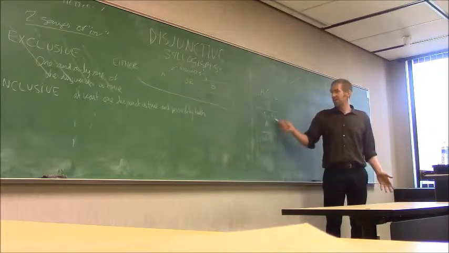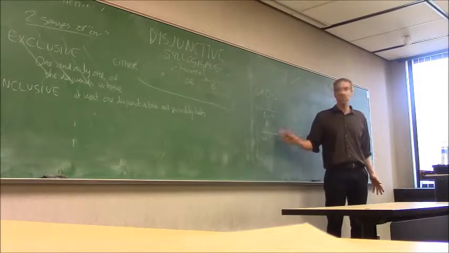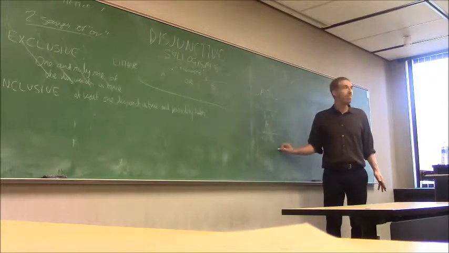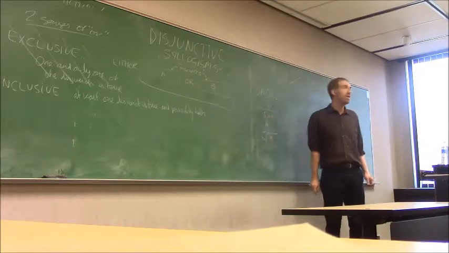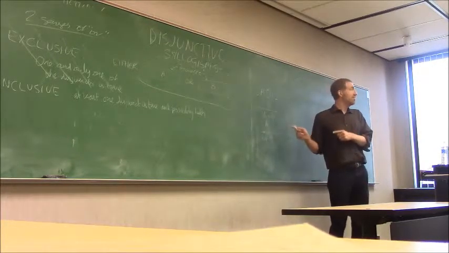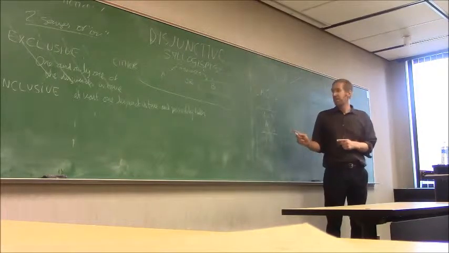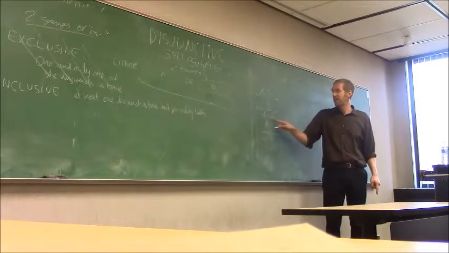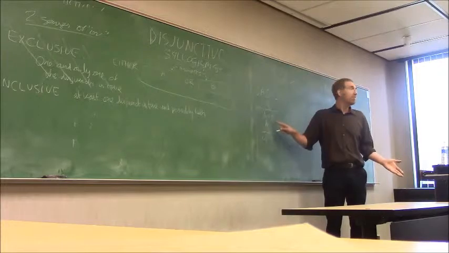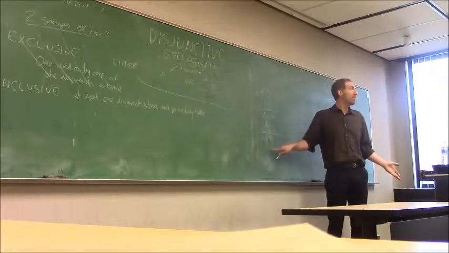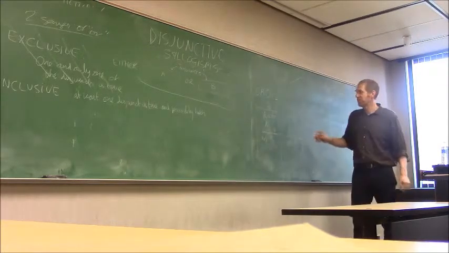Because in a valid argument, if the premise is true, the conclusion has to be true. So this is not valid, because we are understanding or inclusively. It would be valid in the exclusive sense, right? If this was exclusive and it says A or B, that means it can only be one. So if it's this one, it can't be the other. But now that we're using it inclusively, that's not valid.